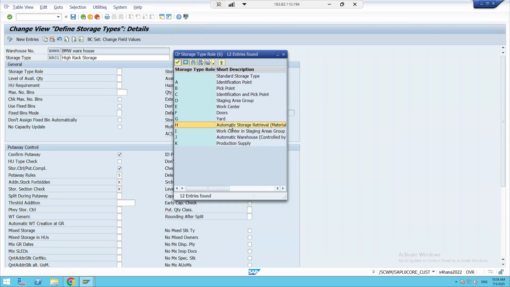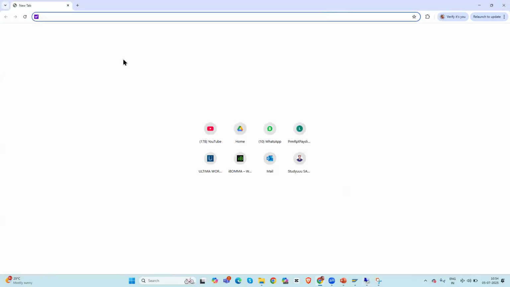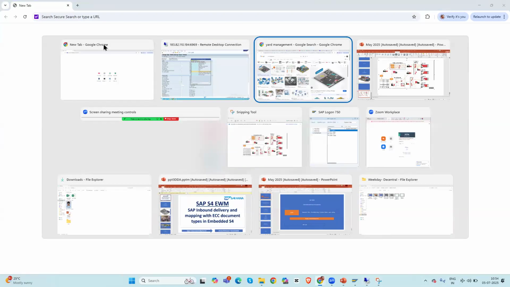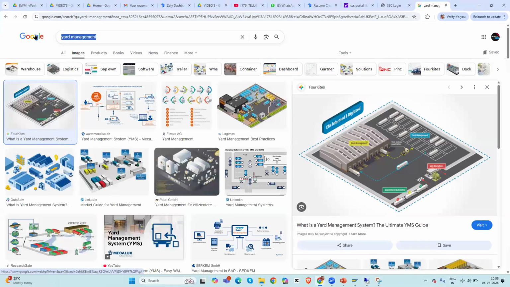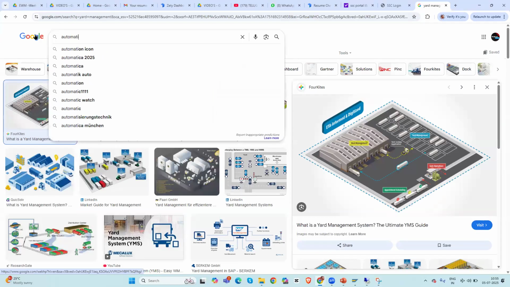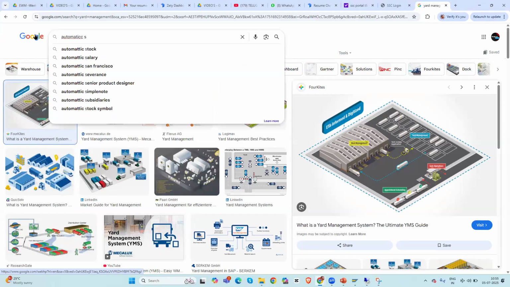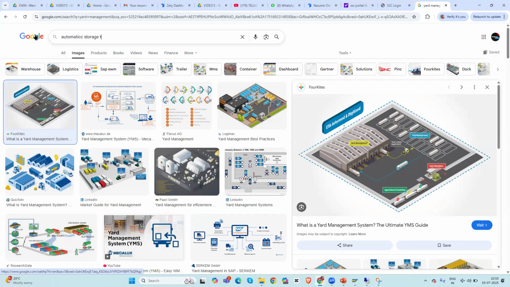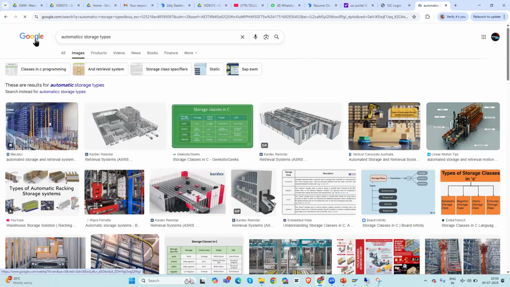And automatic storage retrieval. What is meant by automatic storage retrieval, guys? What do you mean by automatic storage retrieval? There are some storage types you will see in the future.